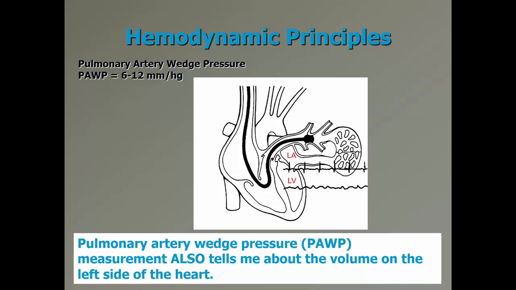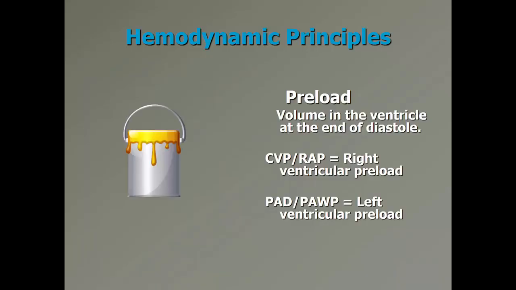However, because the PAD, the pulmonary artery diastolic pressure, and the pulmonary artery wedge pressure both tell us about the volume on the left side, and because of the risks of a wedge pressure, most physicians will simply use the pulmonary artery diastolic pressure. You need to be aware that the pulmonary artery wedge pressure and the pulmonary artery diastolic pressure tell you about the volume on the left side of the heart.